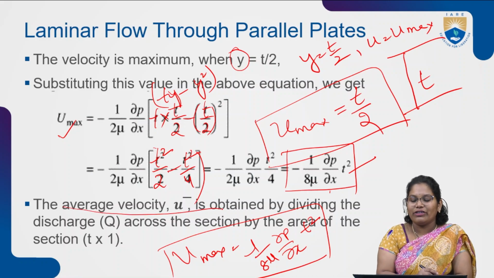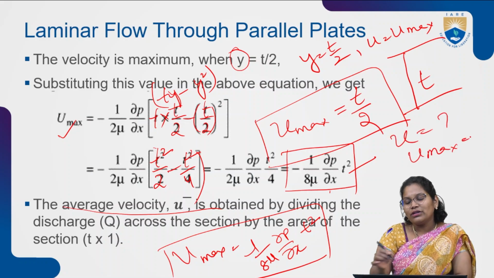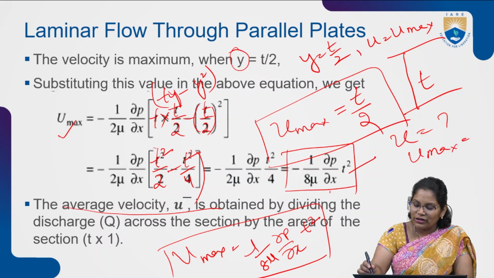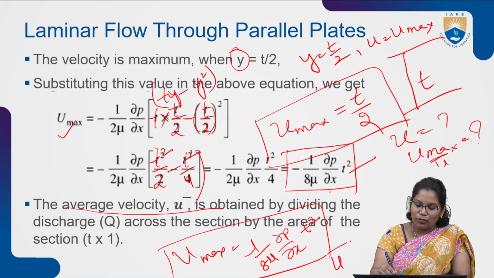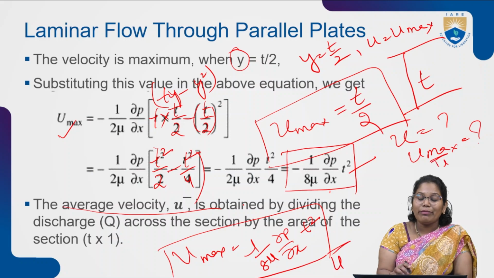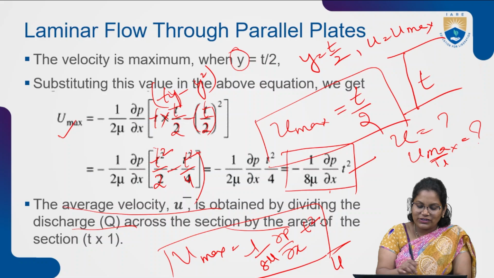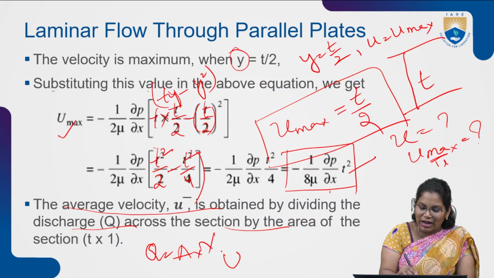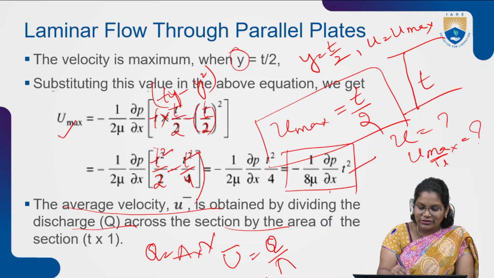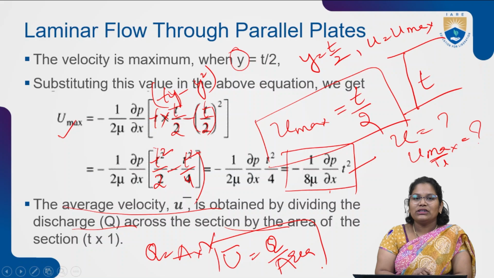Now the average velocity. Now we have to calculate the average. First we have seen what is u. After that, what is the maximum velocity for a small given rectangular element, that also we have found. And next we have to find out the average velocity, u bar. u bar is obtained by dividing the discharge by the area. What is discharge? Discharge is area into velocity. So that you will get the average velocity.